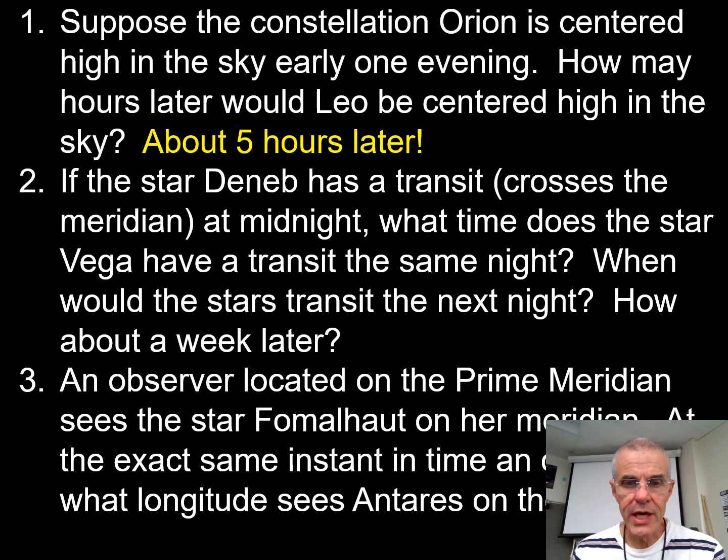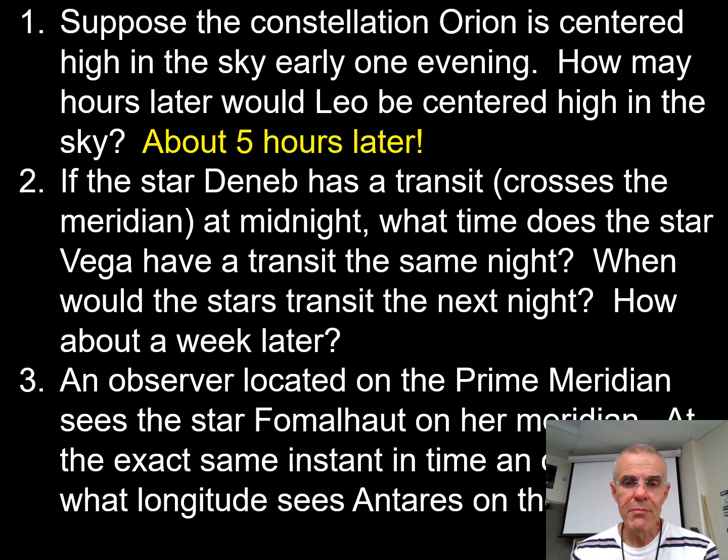So here are my questions again, and I've added the answer that we just came up with, 5 hours later. But now let's look at number two. So if the star Deneb has a transit, the word transit in astronomy means something crossing the meridian, switching from the east half of the sky to the west half of the sky. That's called a transit. I've crossed the meridian, so transit means to cross.